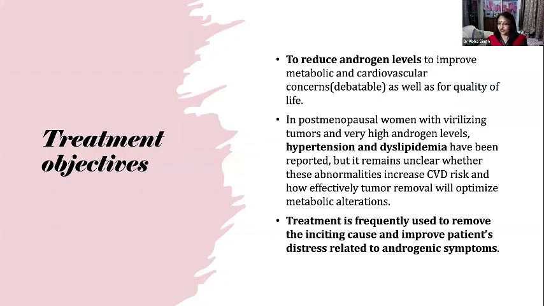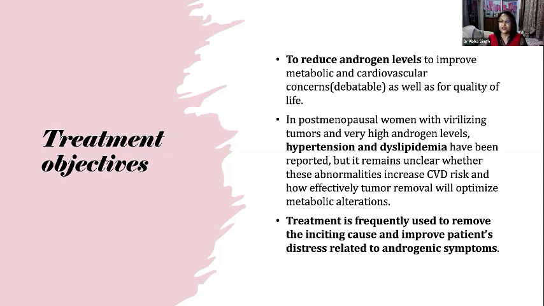So what are the objectives? One is to reduce those androgen levels. This is for long term to improve her metabolic and cardiovascular concerns. Now there is a debate whether a postmenopausal woman who has hyperandrogenism has a cardiovascular concern or not. There are a lot of studies, but this is still debatable. And in postmenopausal women who have virilizing tumors and very high androgen levels, yes, in them hypertension and dyslipidemia have been reported, but it remains unclear whether these abnormalities increase her CVD risk and how effectively tumor removal will affect these.